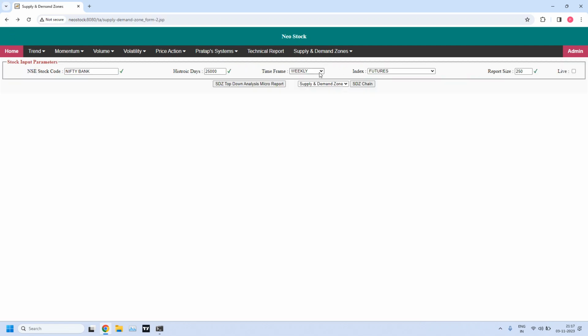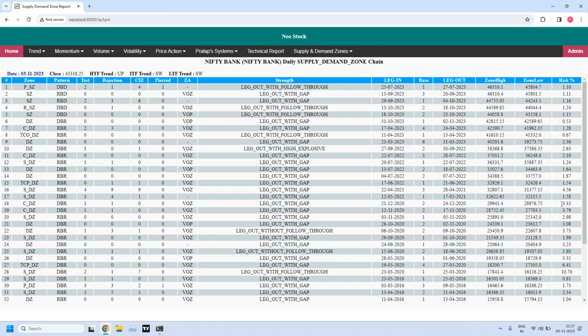Now I am changing the time frame to daily. Let me generate the chain. This is for Nifty Bank or Bank Nifty. The first five are supply zones, and from the sixth one onwards are demand zones. So this is about the supply and demand zone chain for both Nifty 50 and Nifty Bank, that is Bank Nifty.